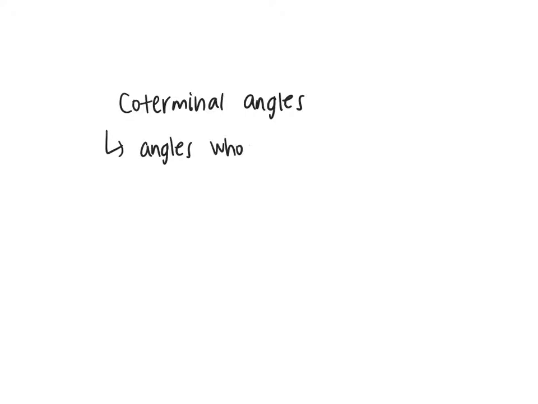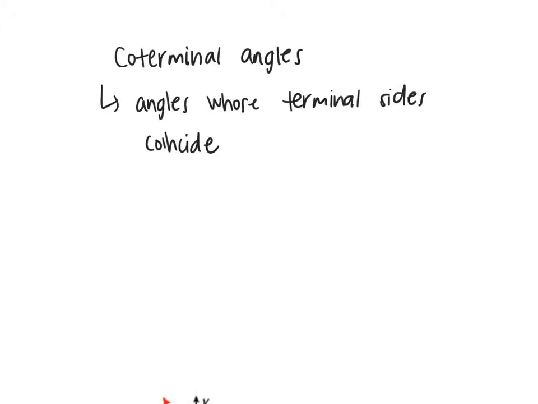Next thing we're doing is finding coterminal angles. Coterminal angles are angles whose terminal sides coincide. So they have the same terminal side. So for example, let's say I have on my XY axis, I have standard position right here, initial side, and let's say I have an angle that looks like so. Okay, so my terminal side is there.